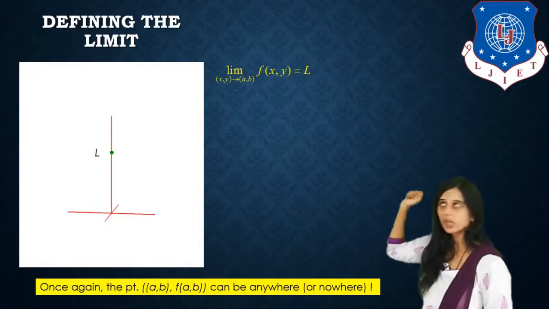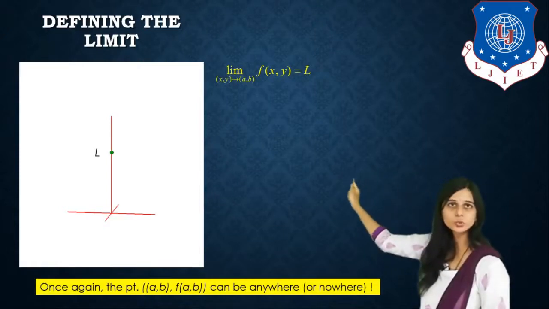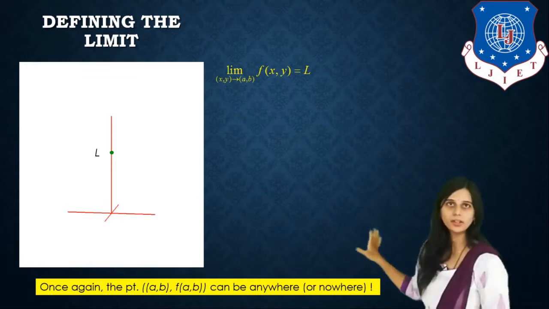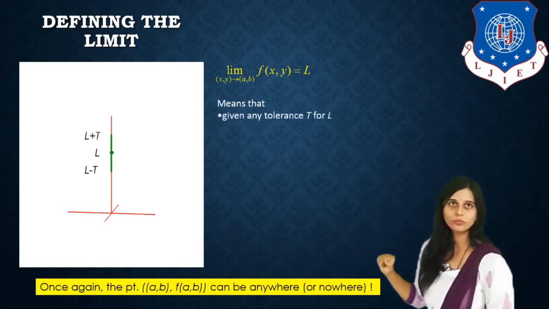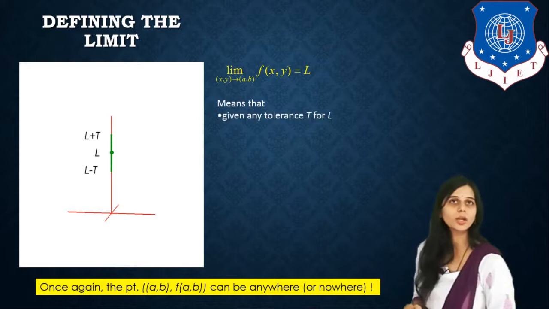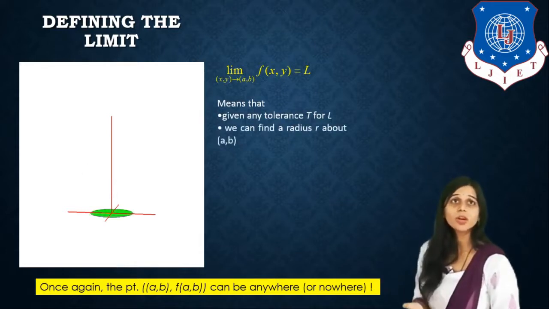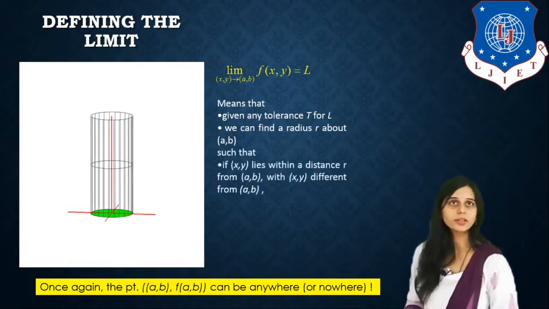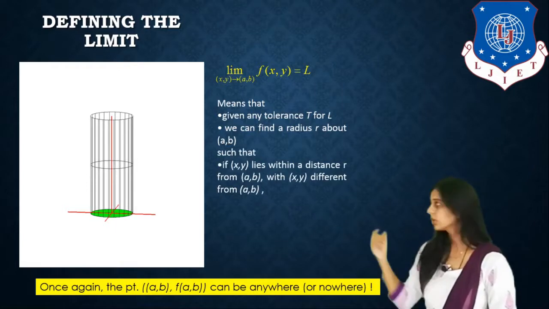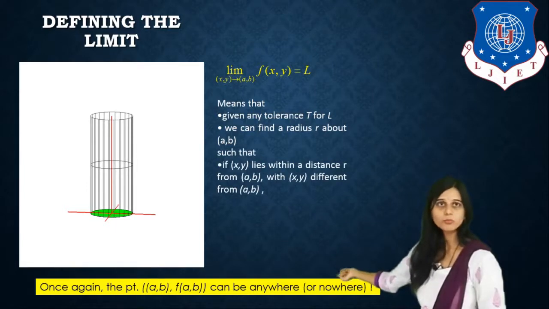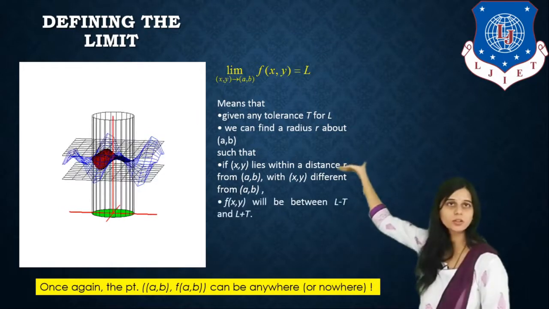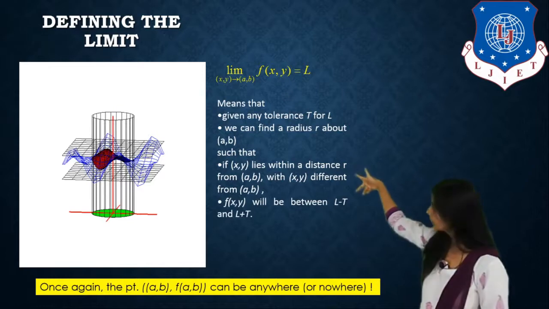For this, we are defining the limit. The limit as (x,y) tends to (a,b) of f of (x,y) equals L. We take the z axis, and it is L. This means that we take the tolerance value around L, L minus t to L plus t. We can find a radius r about (a,b) such that if (x,y) lies within a distance r from (a,b), with (x,y) different from (a,b), we are getting the strips of the cylindrical formation and between two planes.